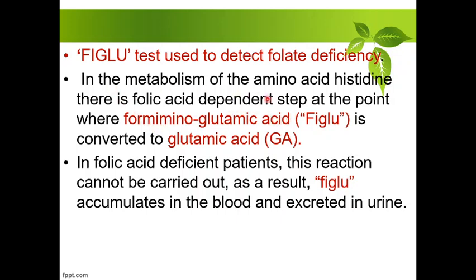Okay? In the metabolism of amino acid histidine, there is folic acid dependent step at the point where 4-aminoglutamic acid FIGLU is converted to glutamic acid. In folic acid deficient patients, this reaction cannot be carried out. As a result, यानी folic acid नहीं है, this is not converted into glutamic acid. As a result, FIGLU will accumulate in the blood and excreted in urine.